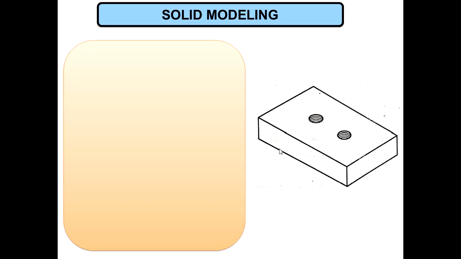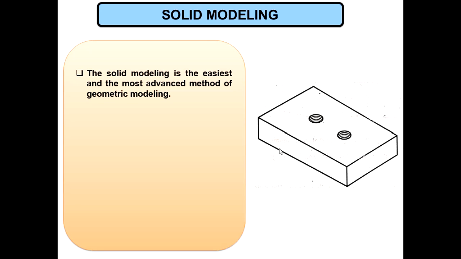Now we have the third technique, that is the solid modeling technique. Let's see how this solid modeling technique is advantageous over the wireframe modeling and the surface modeling that we have seen. It is the easiest and the most advanced method of geometric modeling. A lot of software nowadays uses this solid modeling technique, like Pro/E and CATIA. A variety of software is available, and all of it uses solid modeling.